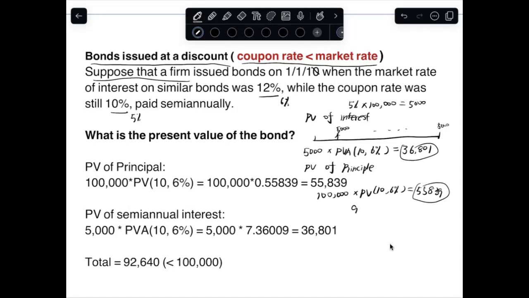So you add them together. The total is equal to 92,640. So that means the value of the bond, the total money you will get from this bond investment, is 92,640. If the company issues more than that, it doesn't make sense. You will not buy it. So that's why the bond is issued at a discount.